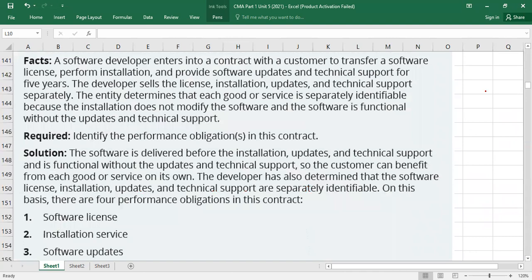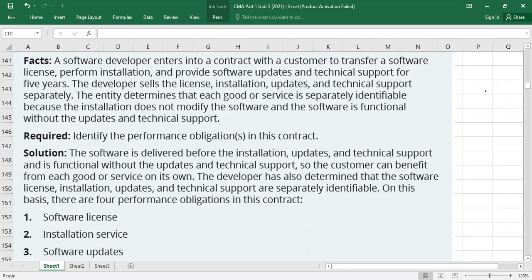In this example we have to look at the question: is it capable of being distinct? Can we distinguish it from each other? If yes, is it also distinguished in the context of the contract? If it is distinguished in the context of the contract, the answer is yes, it means there is more than one performance obligation. If it is not distinguishable in the context of the contract, we'll say there is one performance obligation.